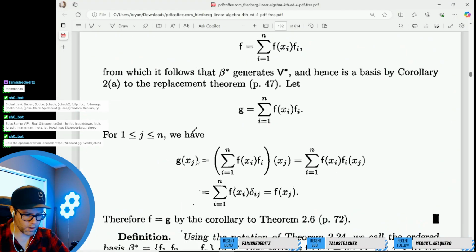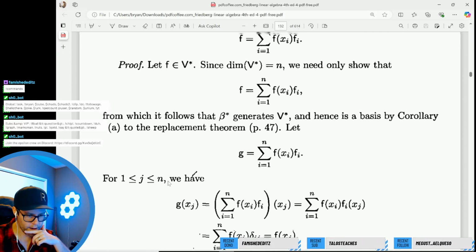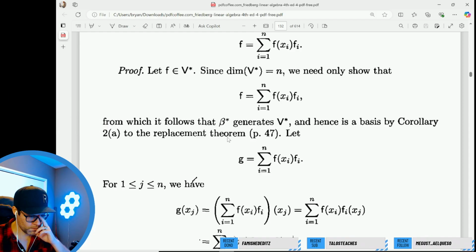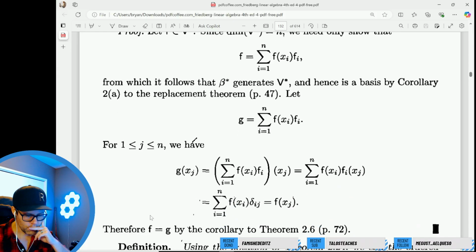Okay, that makes sense. So where are they going with this? Therefore, f is equal to g. So, by the corollary... So why are they proving that f is equal to g? Why is that important here? Why do they need that?